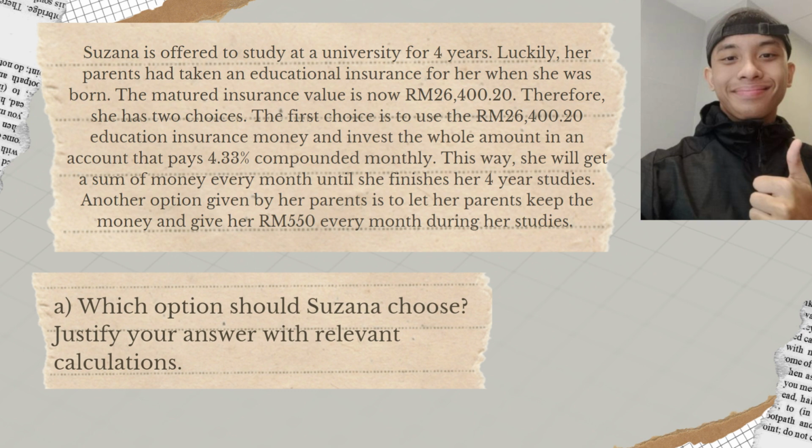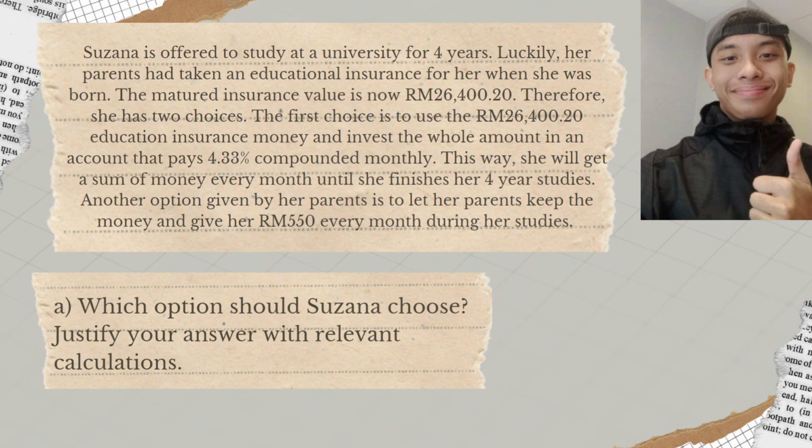The first choice is to use the RM 2006,400.20 education insurance money and invest the whole amount in an account that pays 4.33% compounded monthly. Another option given by her parents is to let her parents keep the money and give her RM 505 every month during her study. The first question is, which option should Susanna choose? Justify the answer with the relevant calculation.